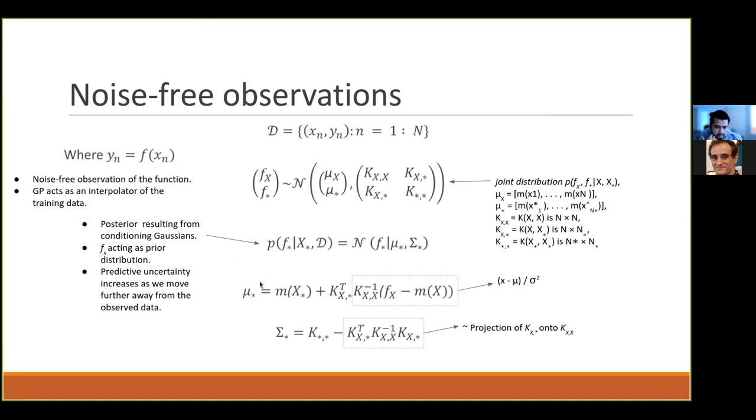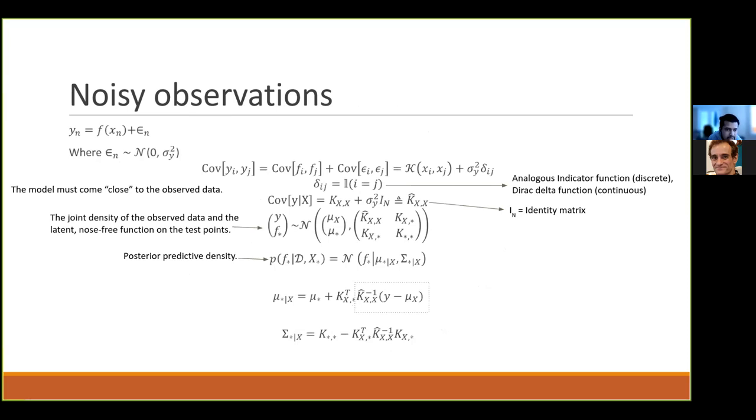And the mean that we mentioned previously can be expressed in this complex equation, which is hard to understand, but we can look at a part here. This part represents normalization, where we are deducting the mean of the training data from the function and then scaling it by the covariance matrix. Similarly, for calculating the covariance matrix of the test data, represented by the star, the deducting part is similar to a projection, projecting K_x star onto the covariance matrix of the input data.